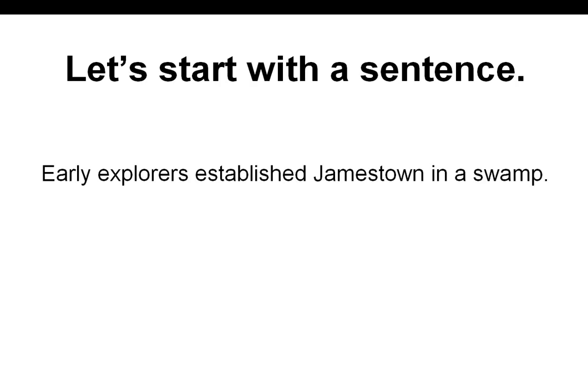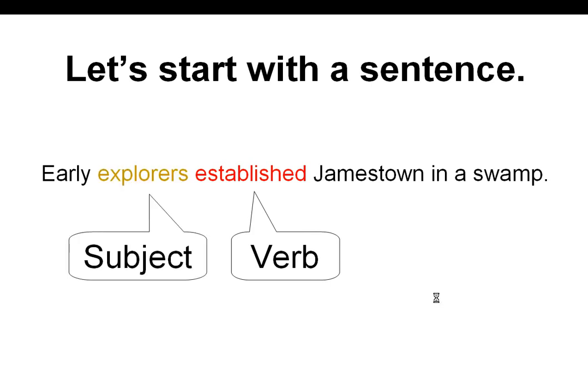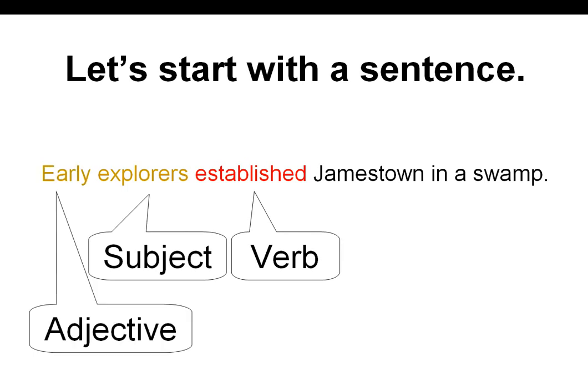Let's start with a sentence. How about, early explorers established Jamestown in a swamp? In this case, we have an action verb, established. Who or what is doing that verb? Early explorers are doing that verb. So explorers is our subject. Early is an adjective that describes explorers. We're just going to call that whole phrase, early explorers, our subject. So we have a subject sentence opener because early explorers opens our sentence.